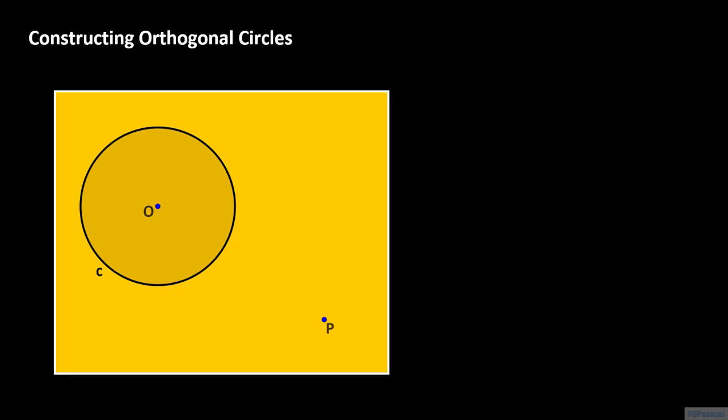In this exercise, we are given a circle C and a point P. We are supposed to find a second circle that passes through P and that is orthogonal to circle C. First, we have to define what it means for two circles to be orthogonal.